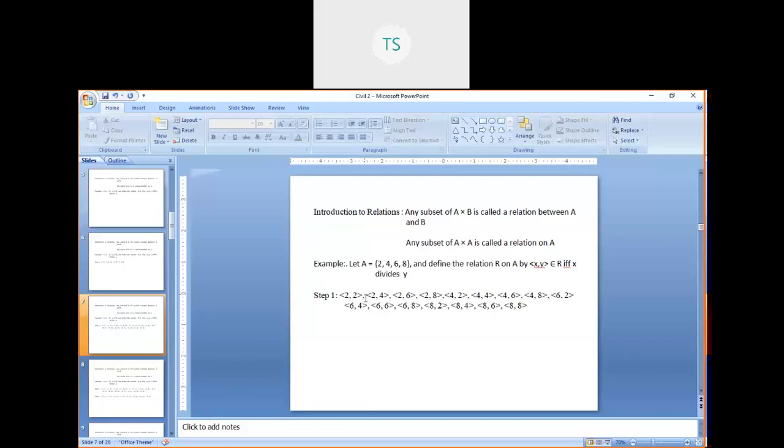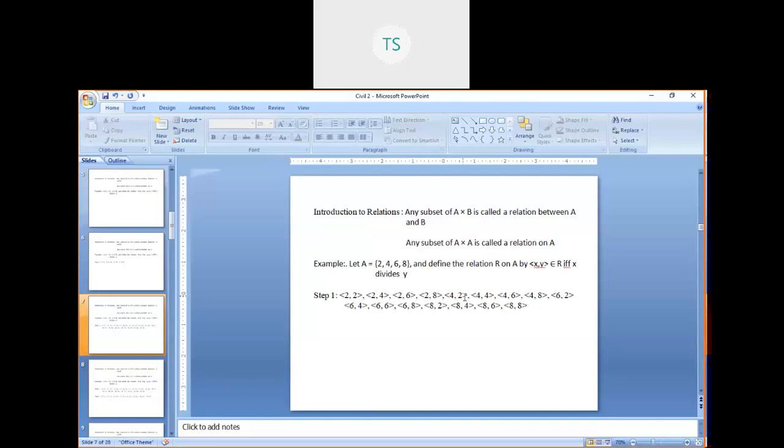Here I can take 2, 2 because 2 divides 2. Next 2, 4 because 2 divides 4. 2, 6: 6 is divisible by 2. 8 is also divisible by 2, so I can take 2, 8.